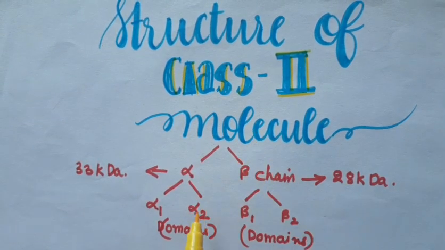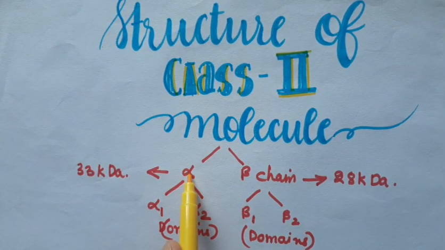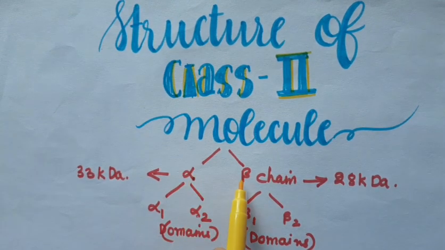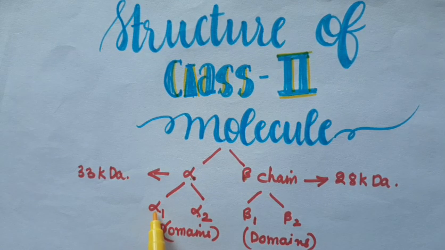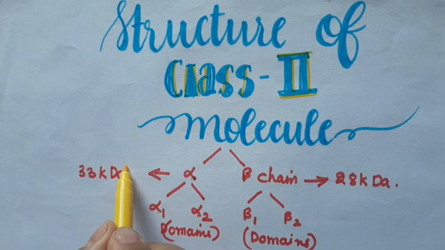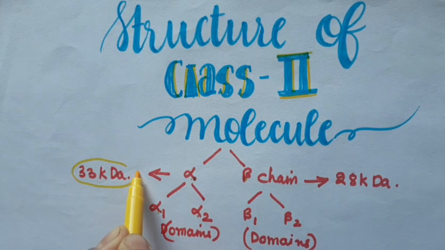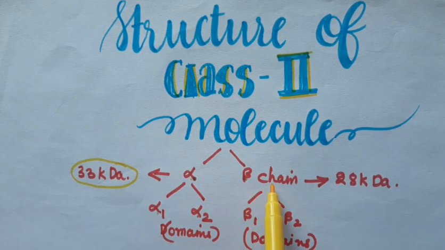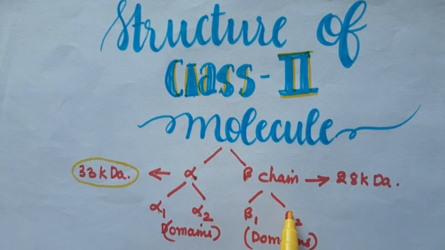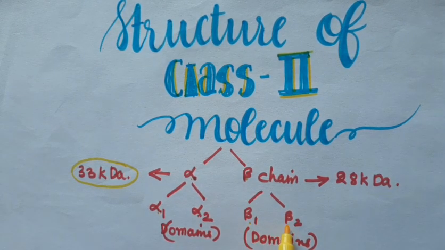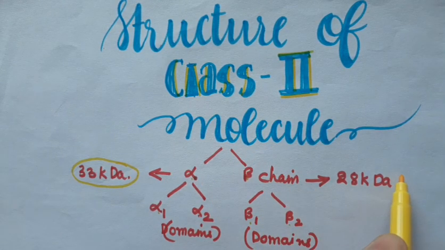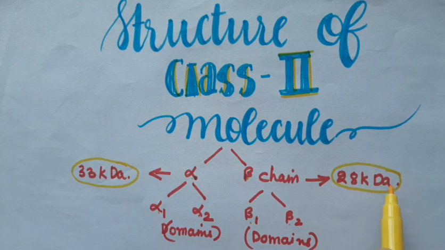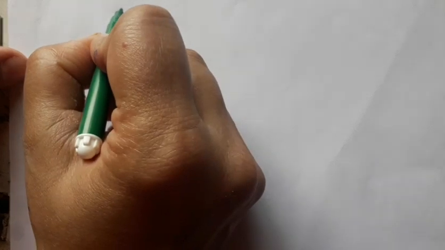Class 2 molecule comprises of 2 polypeptide chains like that of class 1, that is alpha chain and beta chain. Alpha chain comprises of 2 different domains, that is alpha 1 and alpha 2, and here alpha chain is about 33 kilodaltons, whereas beta chain comprises of 2 domains, that is beta 1 and beta 2, whereas in case of class 1 it was only beta 2. And the molecular weight here is 28 kilodaltons. Now let's see the structure of class 2 molecule.